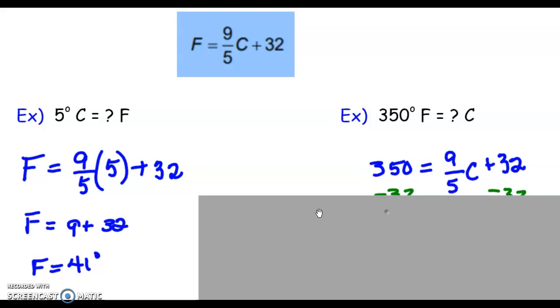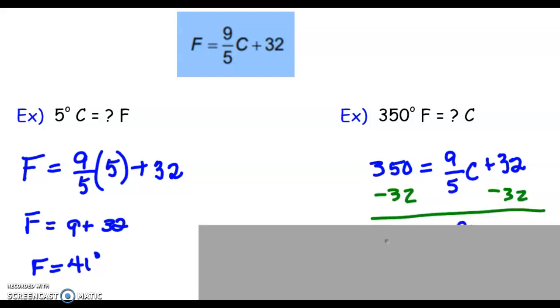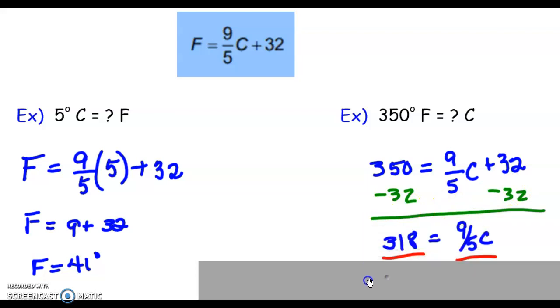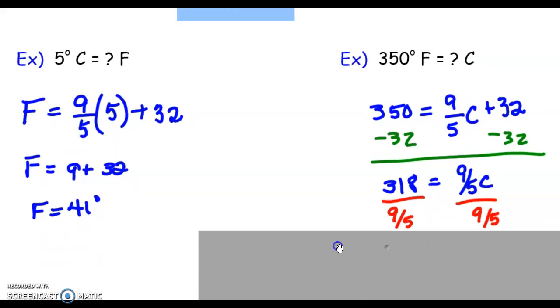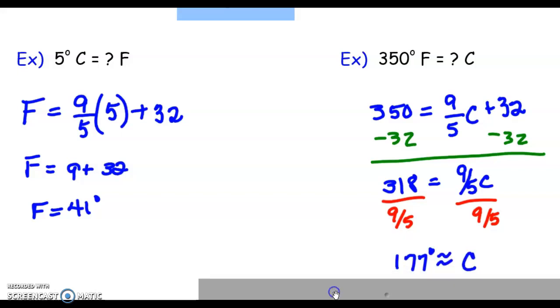Now I'm solving a simple linear equation. You recall that means we're going to get the letter or variable by itself. We want to isolate that, so we'll subtract 32 from both sides. That leaves me with 318 equals 9/5 C. And then to get the C by itself, we would divide by 9/5. Now, dividing by a fraction is the same as multiplying by its reciprocal. However, you could just use your calculator. I will point out that if you're going to use your calculator, you're going to need to put this denominator, that 9/5, in parentheses to get the correct answer.